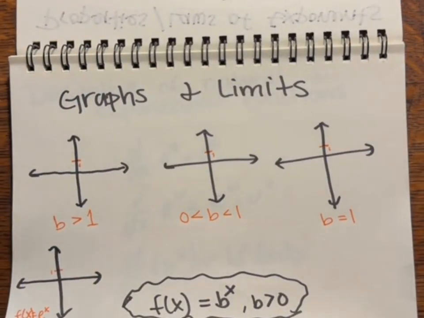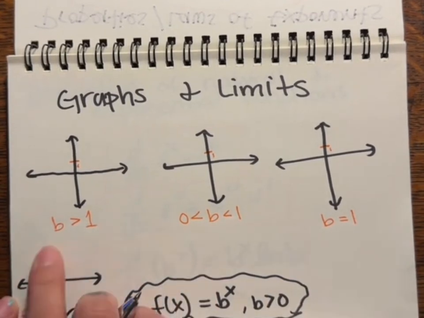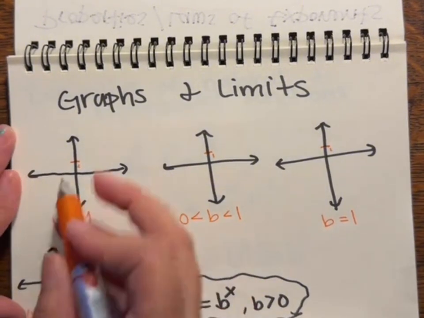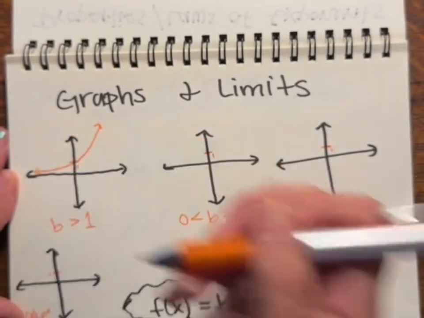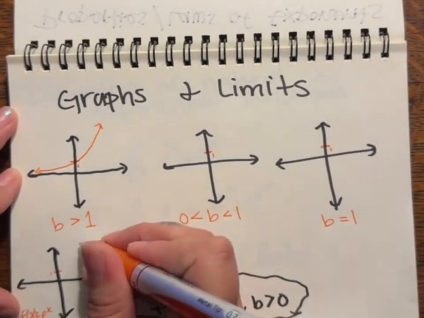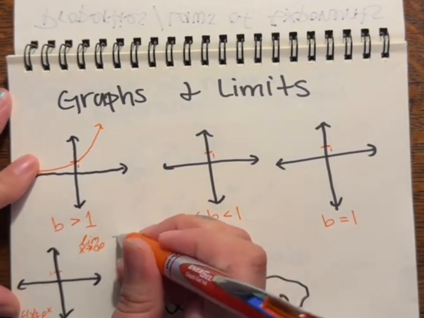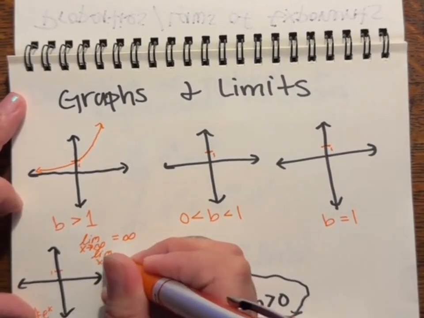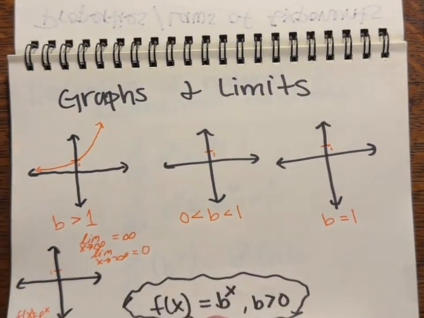types of exponential functions. So there's three variations based on the value of b. So we have when b is greater than 1, the graph is gonna increase exponentially, and the limit as x approaches infinity for this type of graph you could see is gonna approach infinity, right? And then as you go to negative infinity, the limit approaches 0.